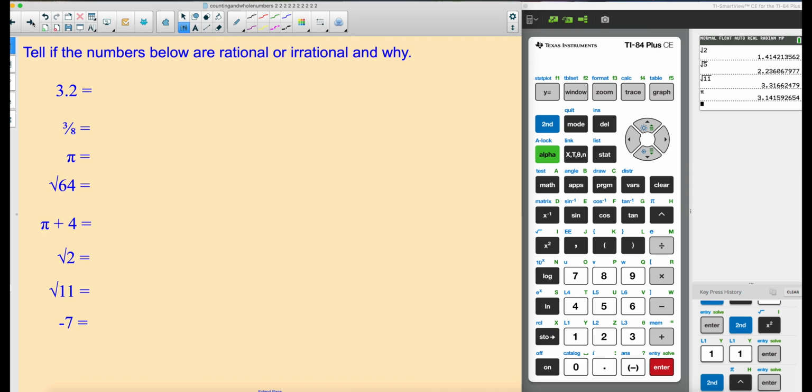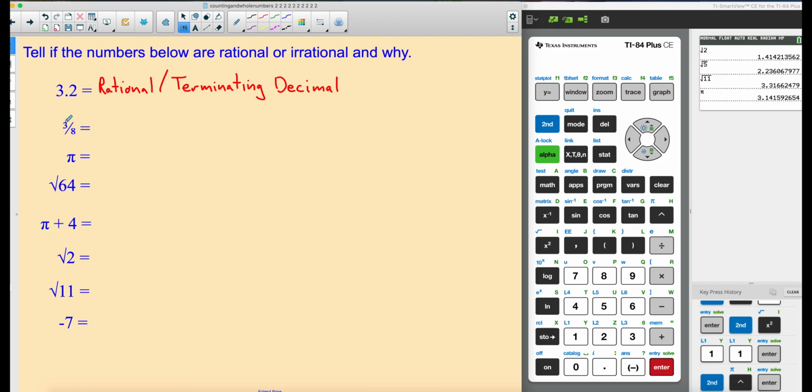Okay, for example, the first one says 3.2. Well, we talked about that. What kind of decimal is 3.2? This is rational because it's a terminating decimal. Simple. That's why it's rational. 3.2, guys, is a terminating decimal. We talked about that on the previous page.